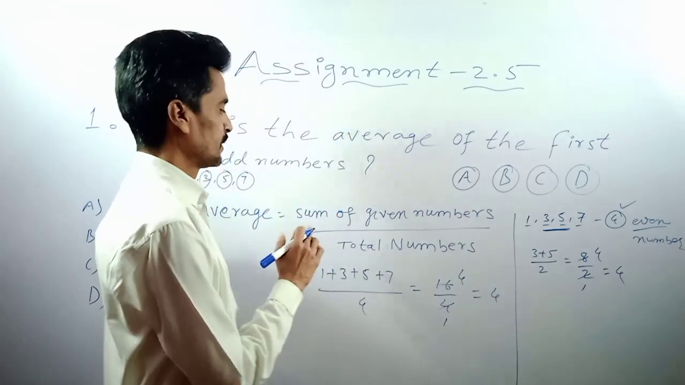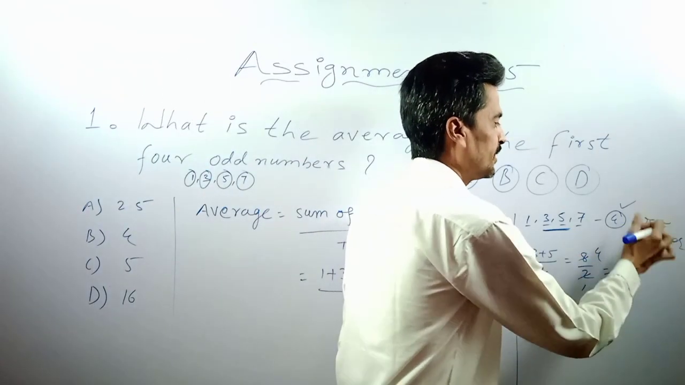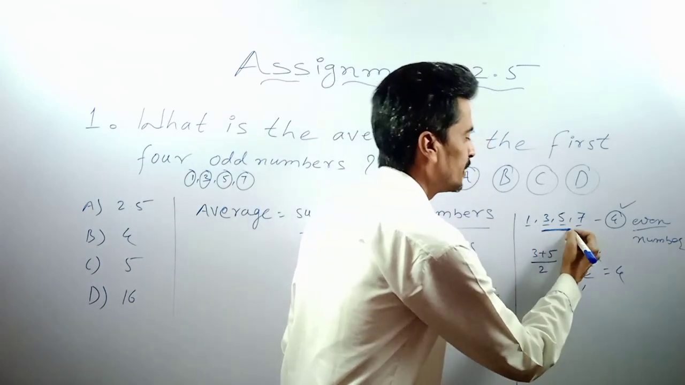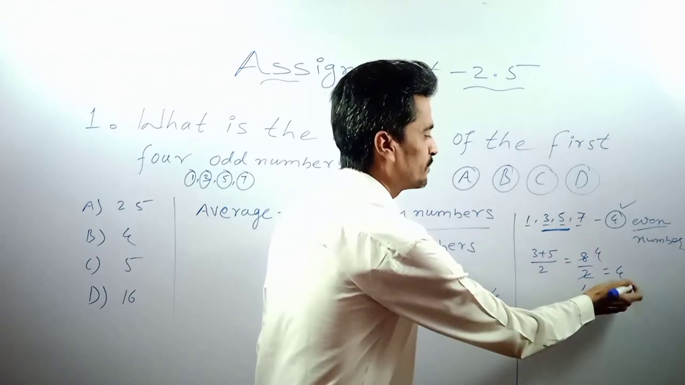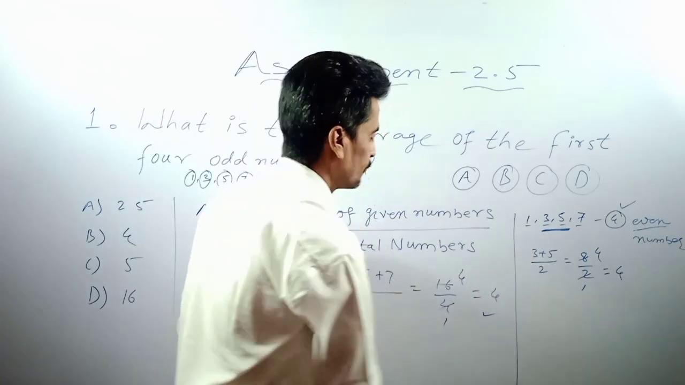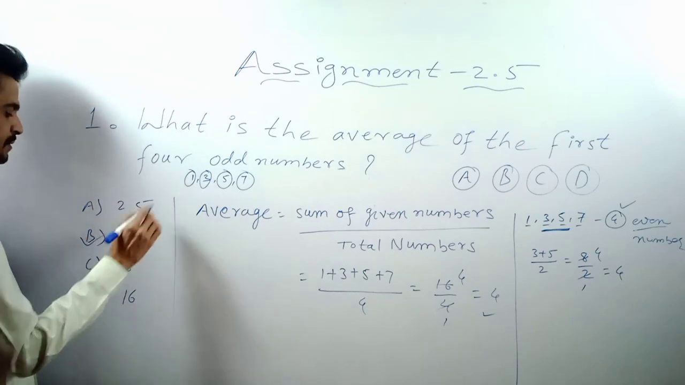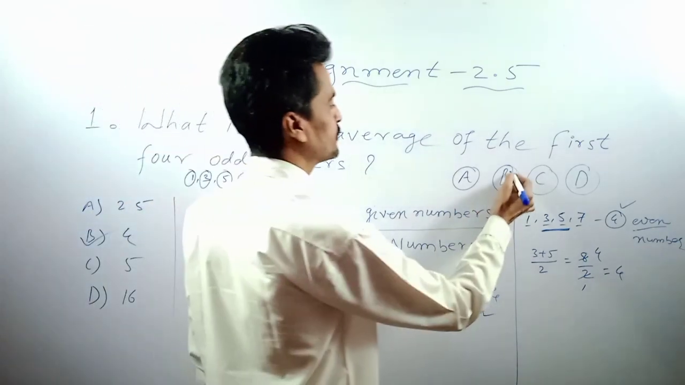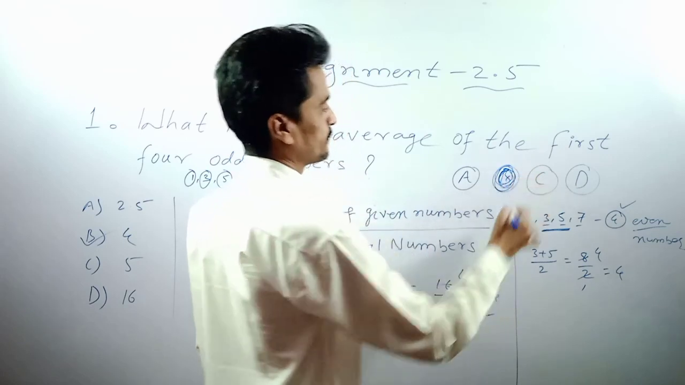If the given data has an even count of numbers, then the sum of the middle 2 numbers divided by 2 will be the average of the given data. So our answer is 4. That's why we need to find the option. In option B there is 4. So our correct option is B. I am coloring here the option B very well because it is our correct answer.